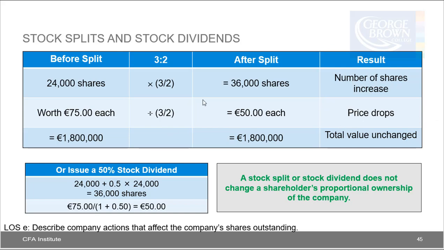Now over here, the company could also issue a 50% stock dividend, and you can see that would result in 36,000 shares outstanding, and again the price afterwards is going to be 50 euros. So I put here in bold green, a stock split or stock dividend does not change a shareholder's proportional ownership of the company. It doesn't change the value of the equity. It does change the number of shares outstanding. It does change the market price, okay?